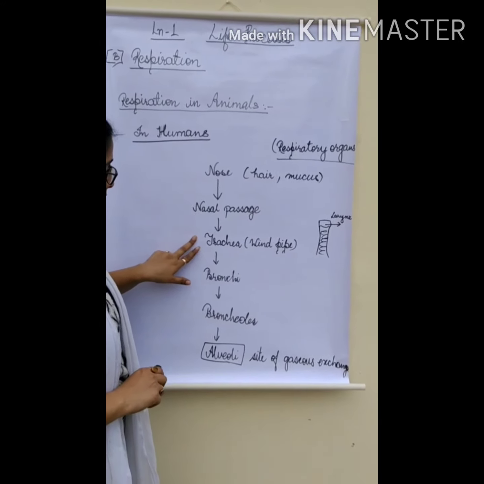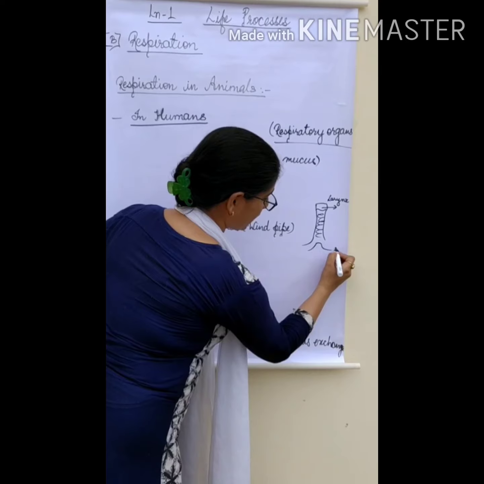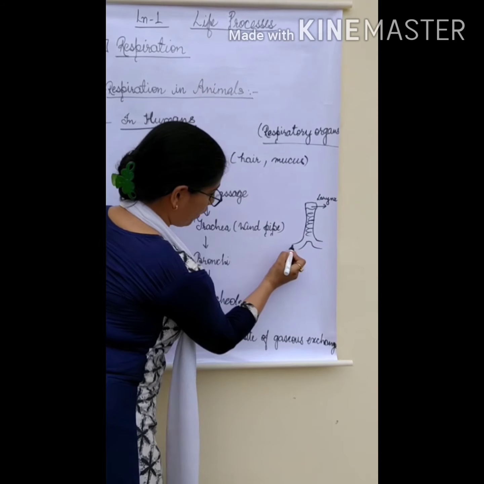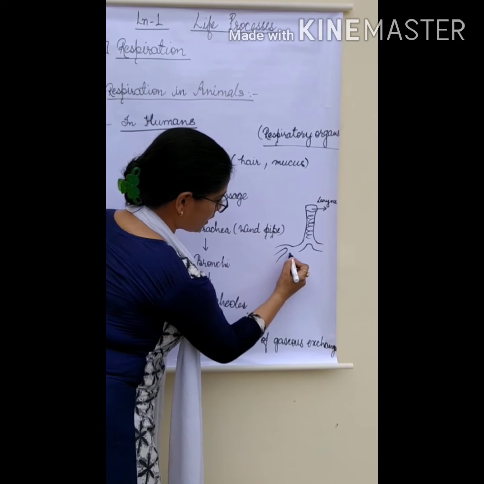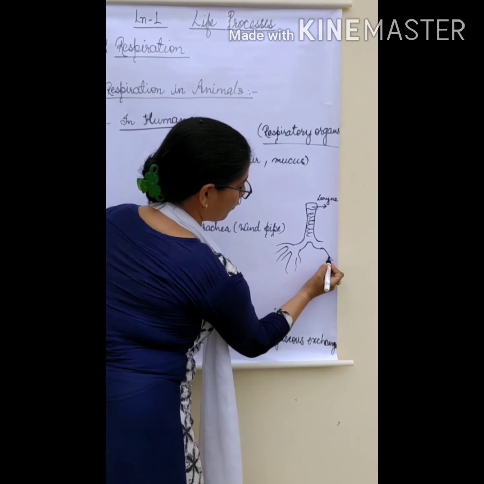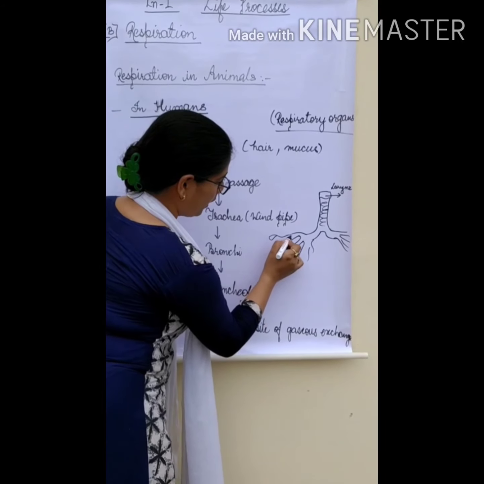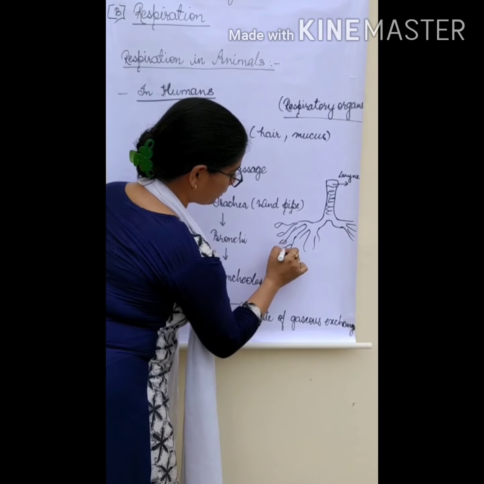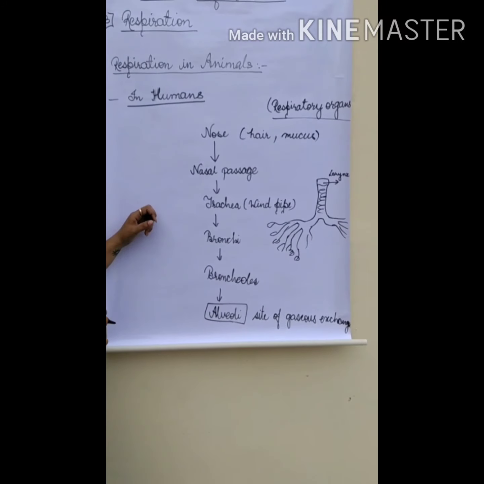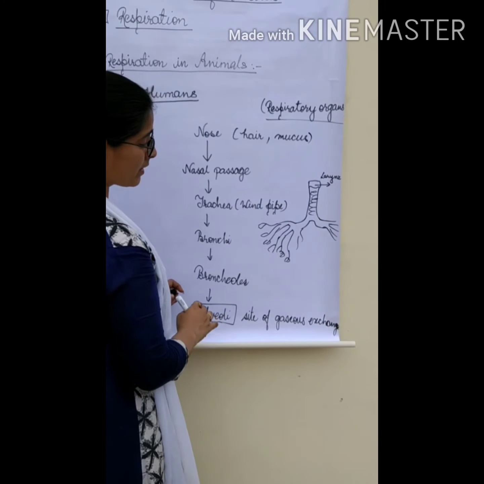Now from the trachea the air reaches the bronchi, where the trachea divides into left and right parts. This branch is called bronchi. The bronchi divide into many branches, and the sub-branches of the bronchi are called bronchioles, and these bronchioles again end with the air sacs, which are called alveoli. Alveoli are air sacs rich with blood capillaries, and the alveoli diffuse the gases.